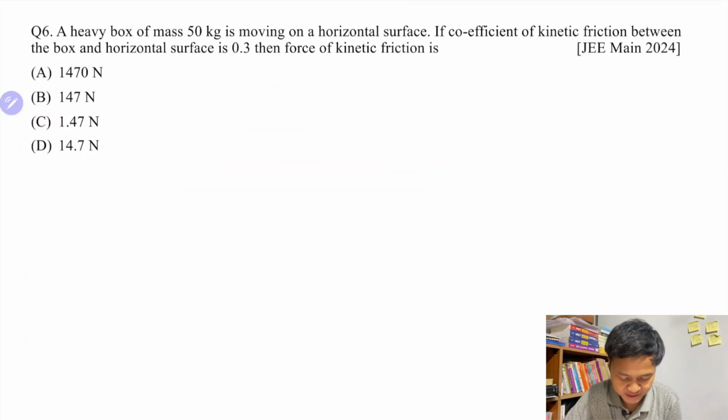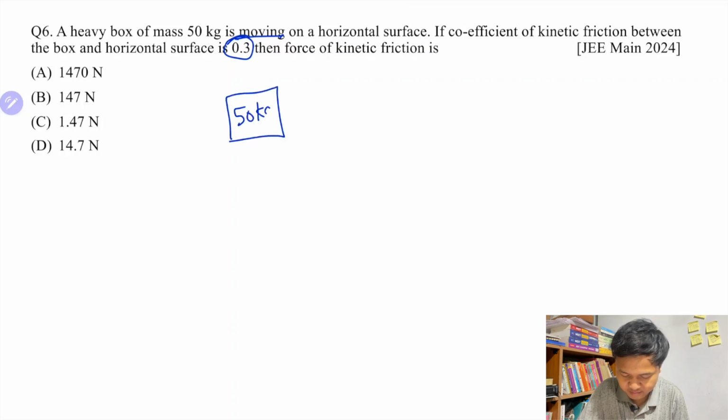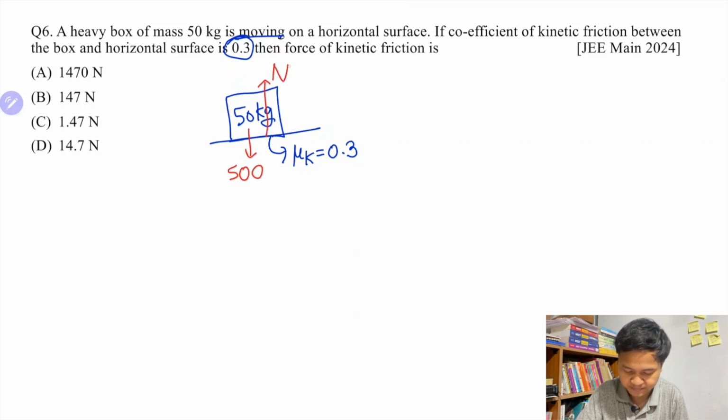Next, a heavy box of mass 50 kg is moving on the horizontal surface. So that means you will have kinetic friction. You are given the coefficient of kinetic friction, mu k, as 0.3. So you have a block of 50 kg, mu k is 0.3. The weight is 500 newton, and the normal force acts against it. Vertically the net force is 0, so N is equal to 500.